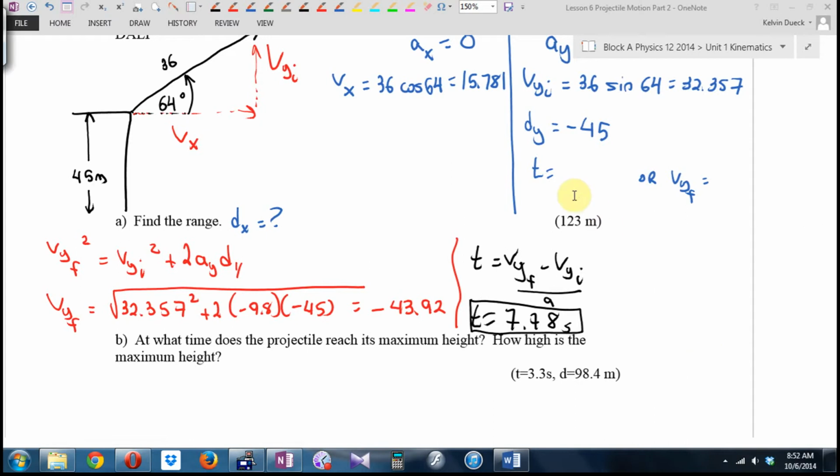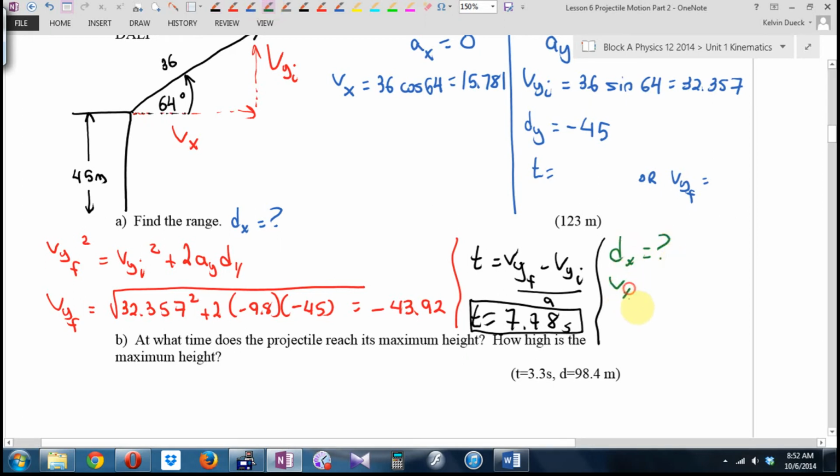Now, unfortunately, because I really botched the spacing of this, here's going to be my little horizontal section right here. So I'm going to say dx equals, I don't know, vx equals 15.781, t equals 7.78. How can I find the range? Atla, what happened to the plus a half AT squared? Yeah, 0, okay?